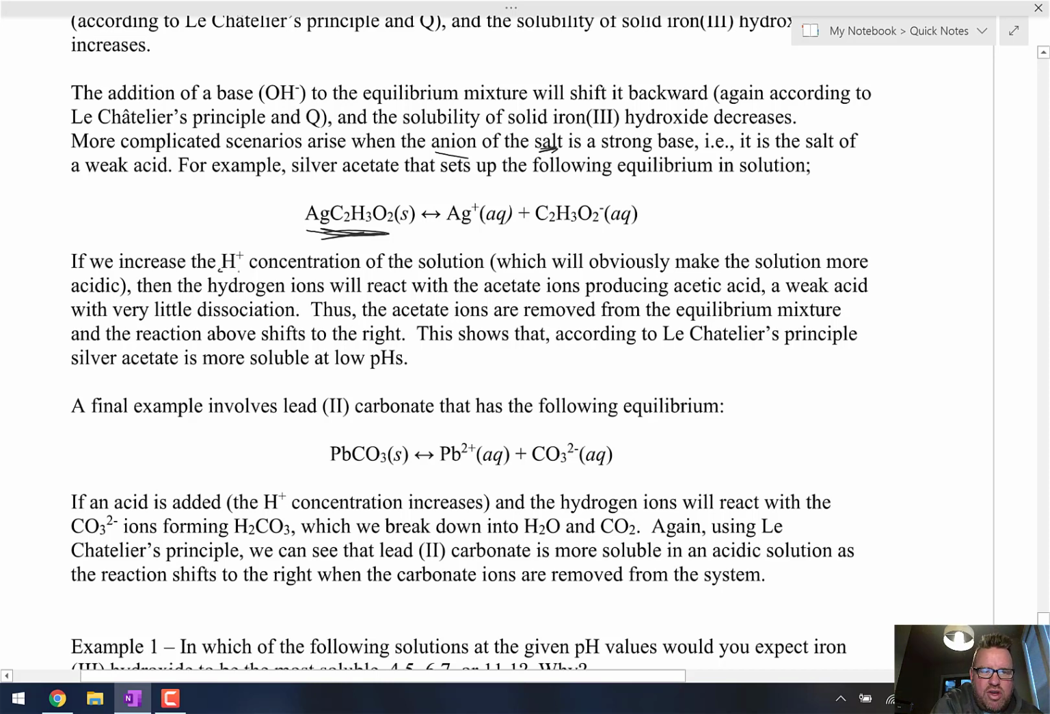If we increase the hydrogen ion concentration, and how do you do that? You add some acid, or you have this solution in an acidic solution. Then the hydrogen ions, these H pluses, are going to react with the acetate ions, producing more of that weak acid, HC2H3O2. That's a weak acid with very little dissociation. So what are you doing? You're removing the acetate ions from the solution. When that happens, what does the reaction do? The reaction is going to shift to the right. So silver acetate is going to be more soluble when the pH is low, because when the pH is low, that means you have hydrogen ions in there. They're going to react with this to remove it from the solution, causing that reaction to shift to the right.